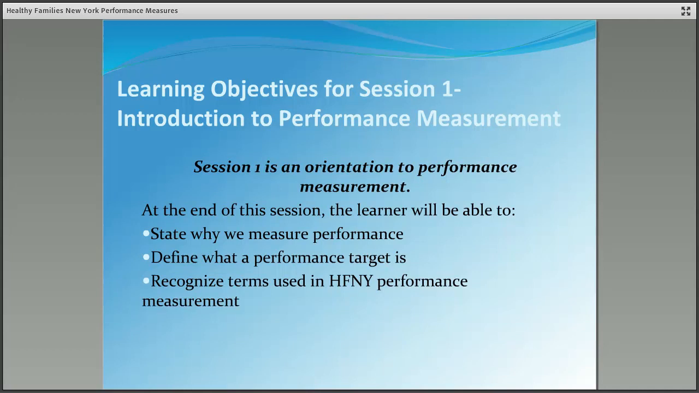The learning objectives for this session are as follows. At the end of Session 1, you as a learner will be able to state why we measure performance, define what a performance target is, and recognize terms used in performance measurement. Okay, let's begin.